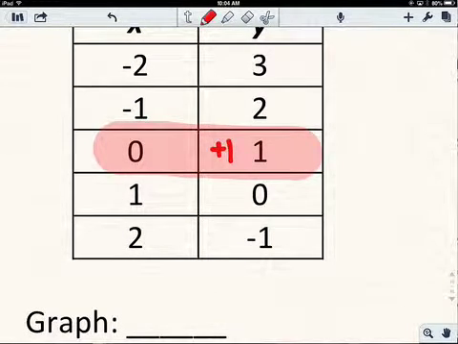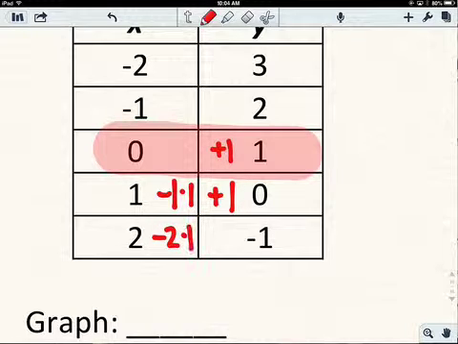I'm going to go to my positives here. Something plus 1 equals 0, and that would be -1. So I'll do -1 times 1 plus 1 equals 0. Let's try it for the next one. Negative 2 times 1 is negative 2 plus 1 equals negative 1. So it works there and there.